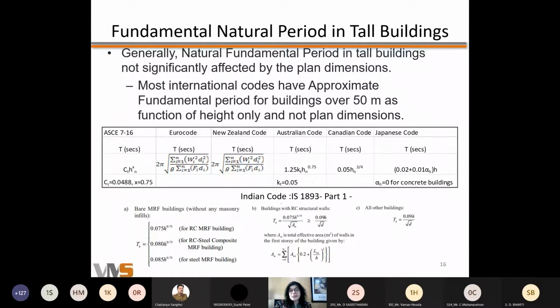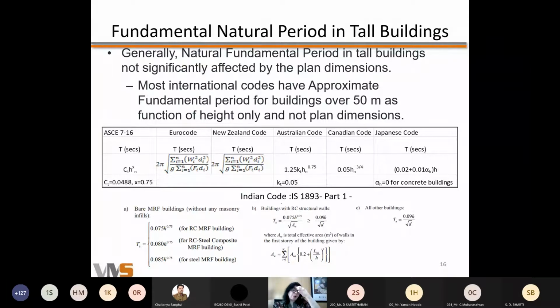Both B and C formulae have not only the height, but also a plan dimension. In formula B, it is not about just the height, but about the area of the walls in each of the directions, right? The other interesting thing is that there are two fundamental periods which our code talks about. International codes have only one fundamental natural period. So I'm just flagging it.